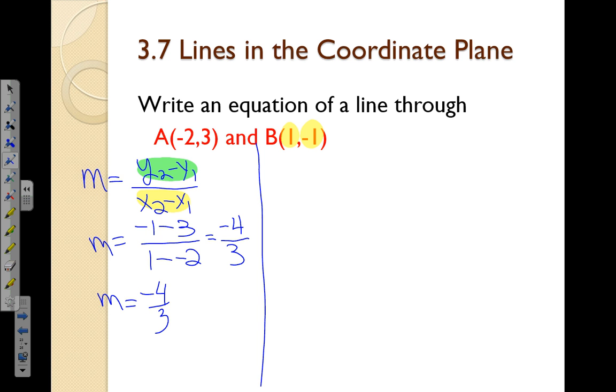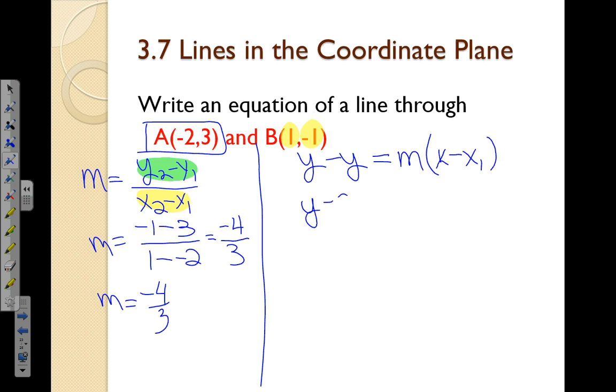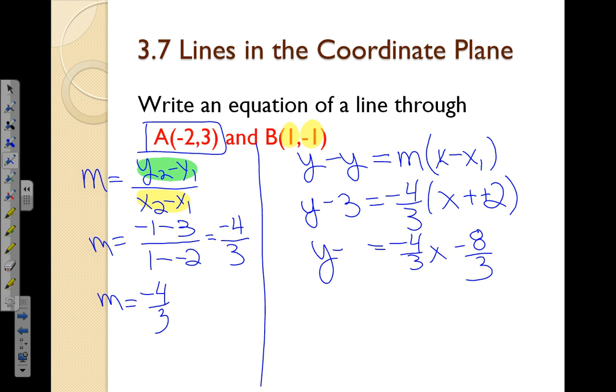Now, I'm going to take that slope, and I'm going to choose either point. Sometimes I strategize which point would be the best, sometimes when they've got a 0 in it, but I'll just do it for A, and maybe you can do it for point B. I plug it into my point-slope form. So y minus 3 equals -4/3 times x minus -2. From there, I will simplify by multiplying the -4/3 through. That becomes a +2, so -8/3, and y minus 3.